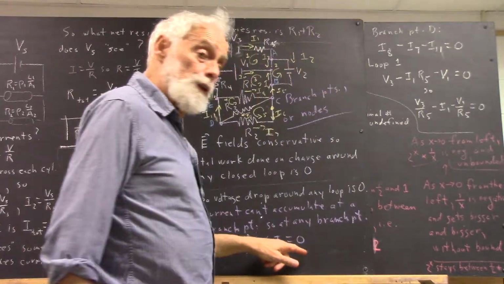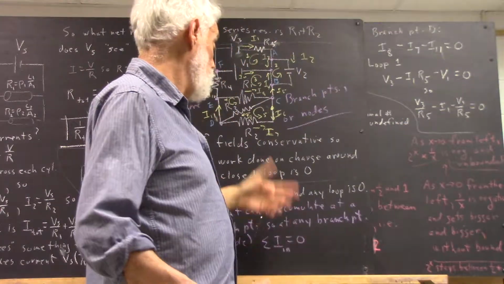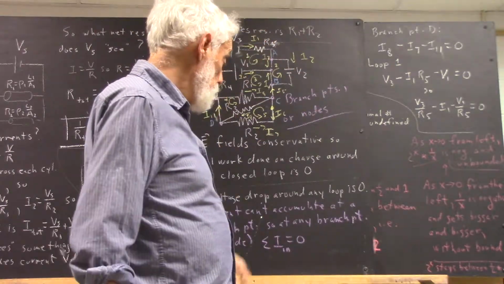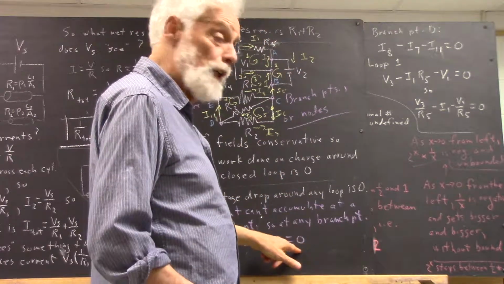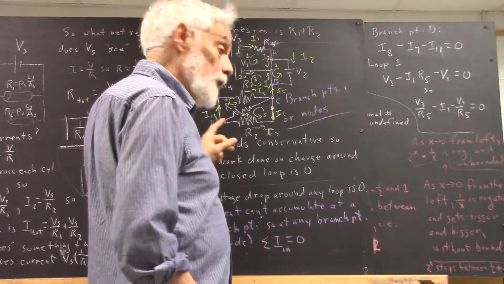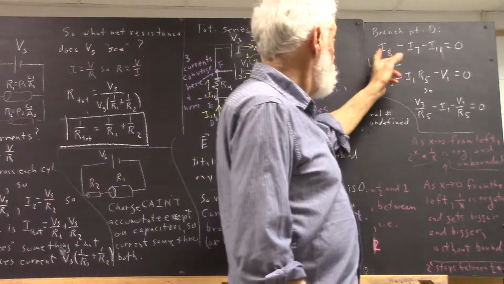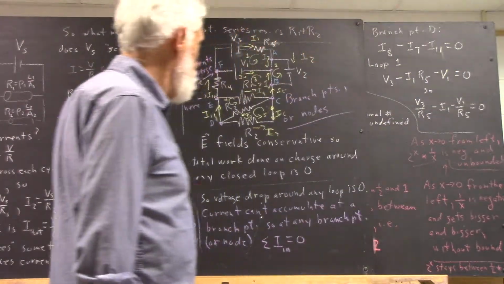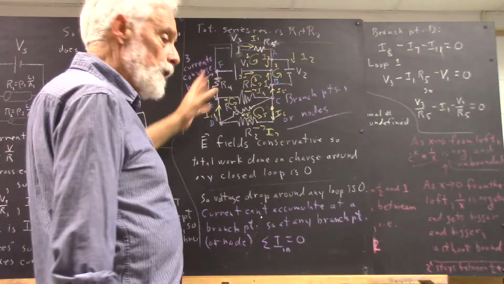The sum of those three, those three are all that flows into and out of this point. They have to add up to 0, because charge can't accumulate at this point. So here's my equation. Now that was really easy. And it's equally easy to write the equations for the other branch points.